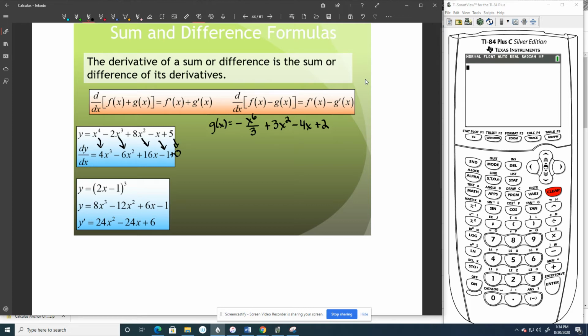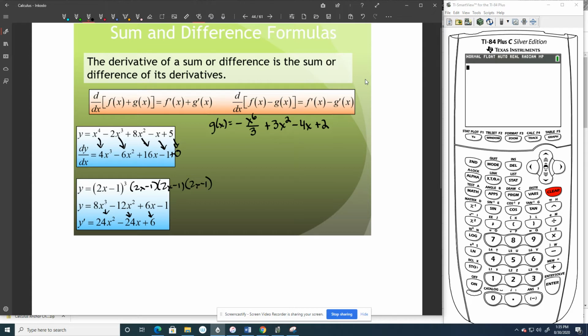Same down here. We have this one. Actually, what they did is they foiled it out. They multiplied that exponent through. We did 2x minus 1 times 2x minus 1 times 2x minus 1. And when they did that, they ended up with this, 8x cubed minus 12x squared plus 6x minus 1. So we just have a bunch of functions being added or subtracted together. So I take the derivative of each part, and that gives me my derivative of the whole thing.